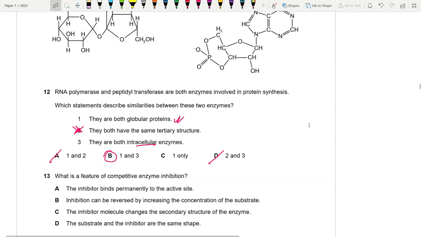Okay, so for 13, what is a feature of competitive enzyme inhibition? Basically, it is reversible. It does not bind permanently to the active site. It does bind to the active site, but reversibly. That's the essential feature. And it can be reversed by increasing the substrate concentration. That is exactly why the answer is B. A is wrong because it's not permanent. It does not change the structure. The substrate and inhibitor are the same shape.